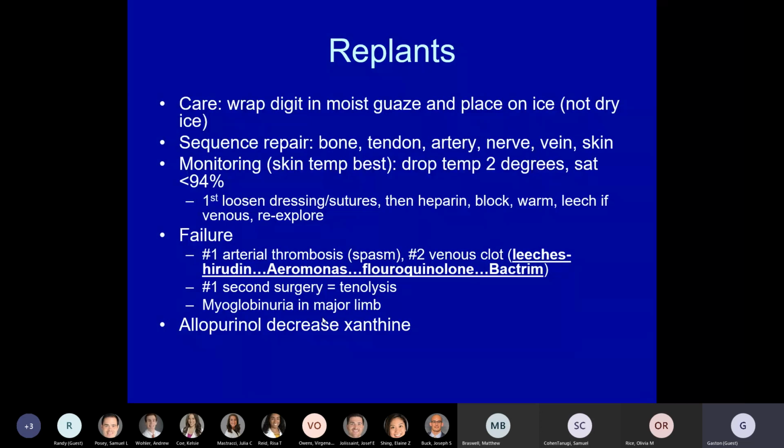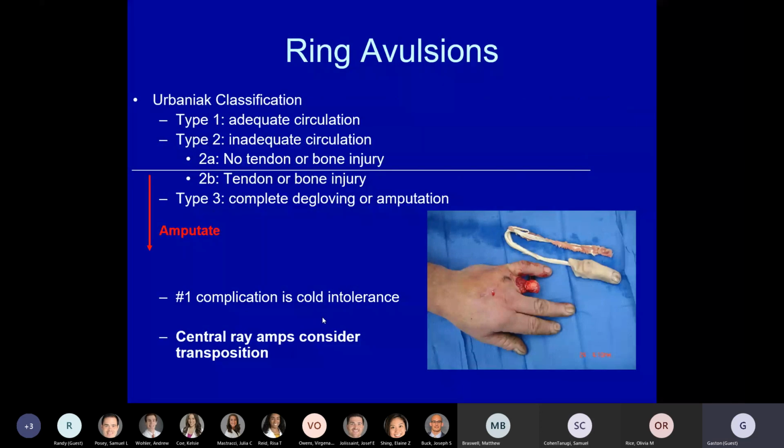Most common secondary surgery after a replant is tenolysis. Major limbs, if they end up with myoglobinuria, they can end up in kidney failure where you have to take it back off. An absolutely absurd question from several years ago is what's the role of allopurinol in post-replant? And it's that it was recommended to decrease xanthine production. You can just put that little nugget in your pipe and smoke it. That's a ridiculous question, but.